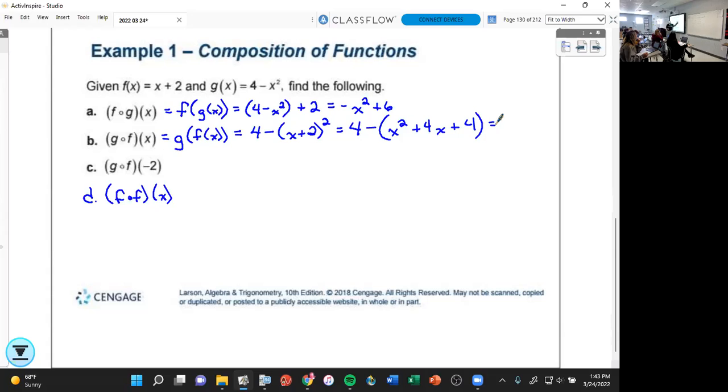Negative x squared, negative x squared minus 4x. And we're done, right? Because it's 4 minus 4. Okay, there it is. Questions on part B?